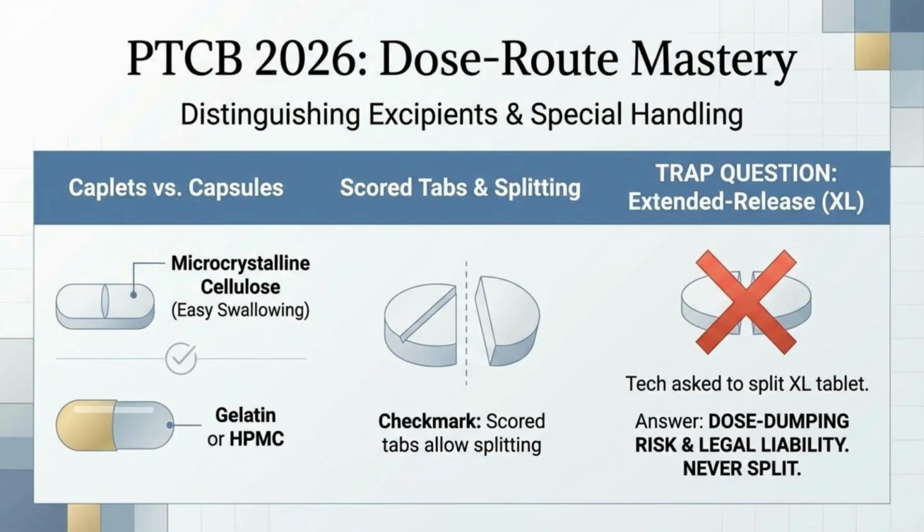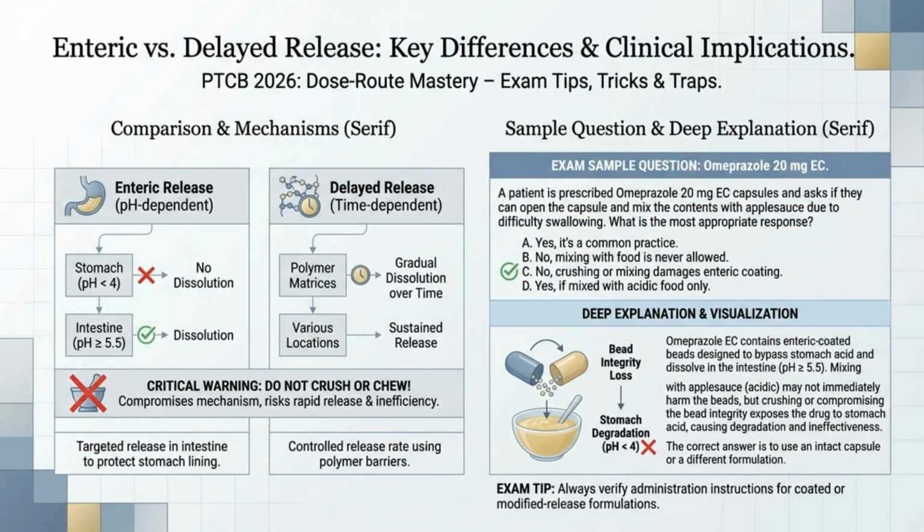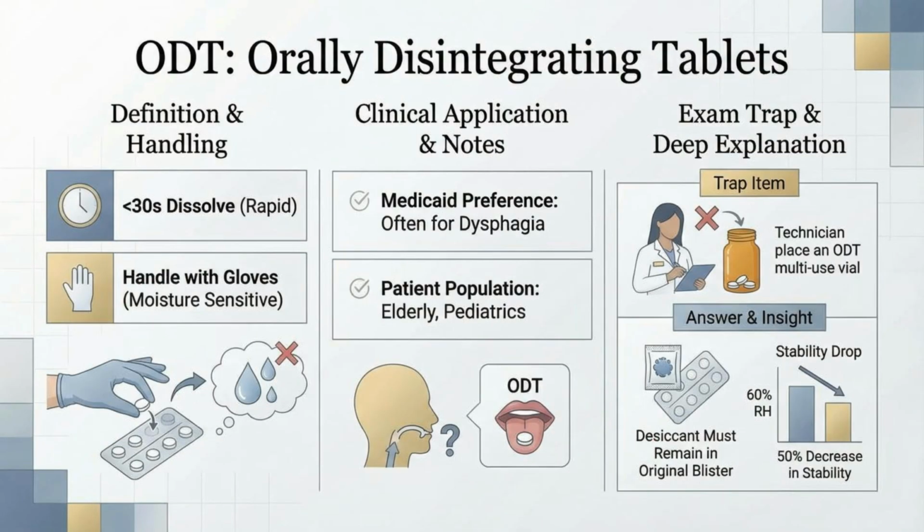However, extended release or XL tablets must never be split due to the risk of dose dumping and legal liability. Enteric release is pH dependent, dissolving in the intestine. Delayed release is time-dependent, using polymer matrices for gradual dissolution. A critical warning: do not crush or chew these formulations, as it compromises the mechanism and risks rapid release or inefficiency. Orally disintegrating tablets or ODTs dissolve rapidly in under 30 seconds.